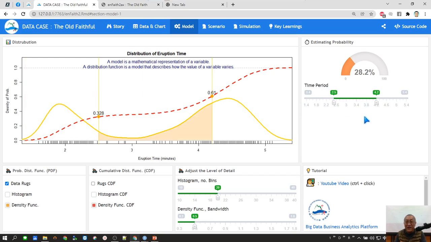estimate. So we say that the probability that the next occurrence, the next eruption time, will fall between 2.5 and 4 is actually 18.8, right? Isn't it? Okay. So this is basically how we use data to build a model and use the model to do prediction, isn't it? We use data to build a model, we use the model to do prediction.